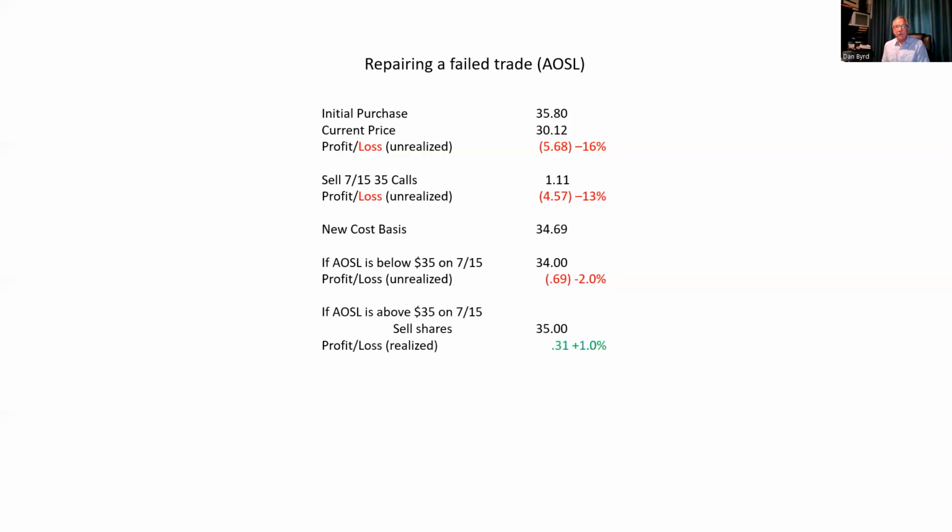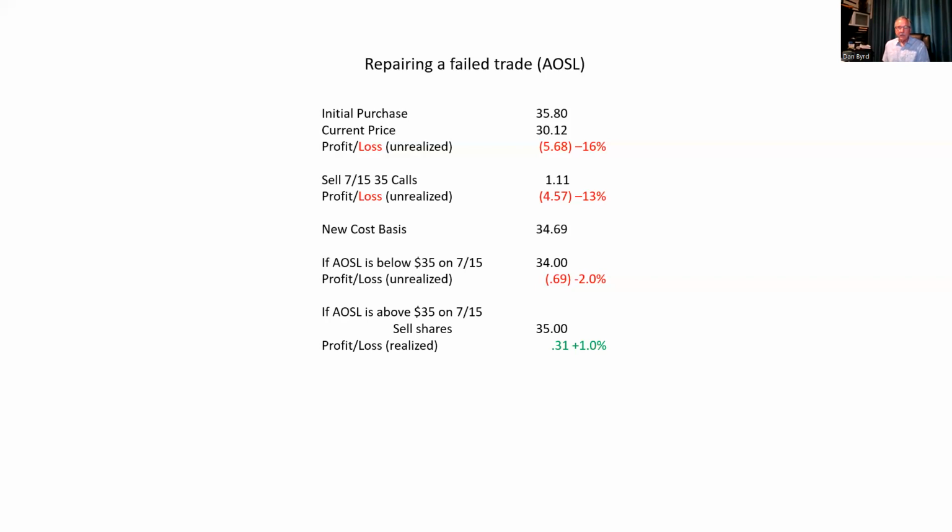If it's above 35, let's say it sells, then I have the obligation to sell those shares at $35. And remember, my cost basis now is 34.69. So I've made 1%. So I've repaired my trade to break even or a tiny bit of a gain. I've repaired the trade over the next 2 weeks.